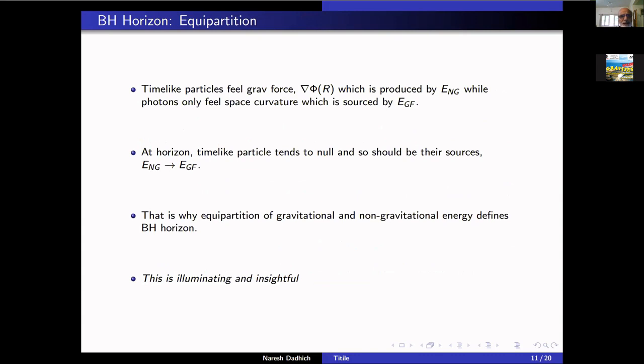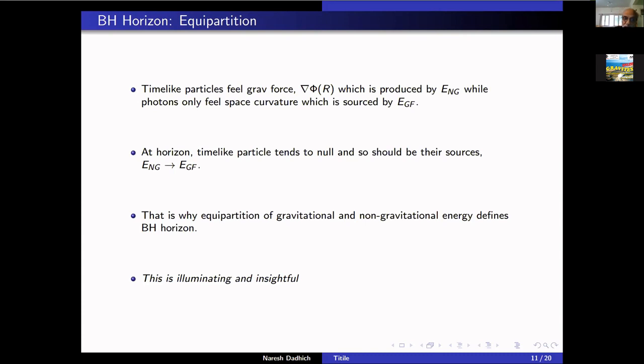But how do we understand it? What does this equipartition physically mean? Why should we accept this? The physical reason is that ordinary time-like particles feel the gravitational attraction, grad phi, which is produced by the non-gravitational energy, the matter energy. The photons, on the other hand, feel no grad phi; they only feel the space curvature. And the space curvature is produced by the gravitational field energy, EGF.